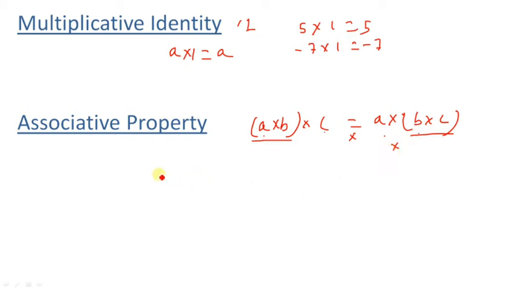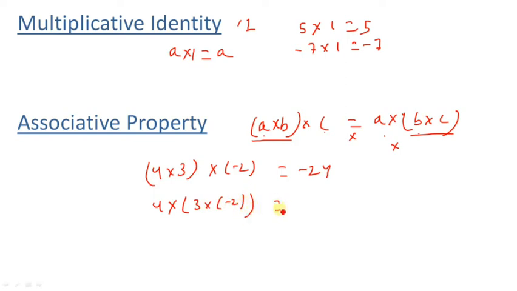Let us take an example. Suppose we have 4 into 3 into minus 2. Now what will be the result? 4 into 3 is 12, 12 into minus 2 is minus 24. Now if I write it like this, 4 into (3 into minus 2), what will be the result? 3 into minus 2 is minus 6, into 4. The result will be minus 24. So in this way, the associative property is also obeyed by the multiplication of integers.